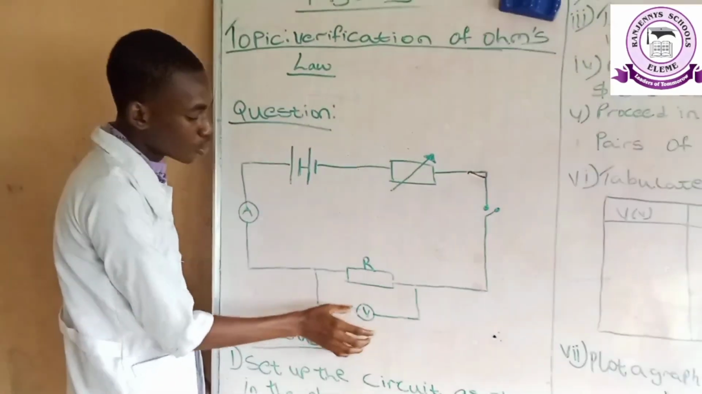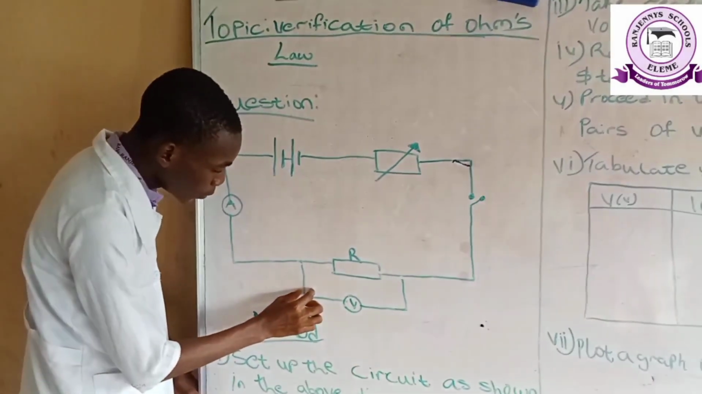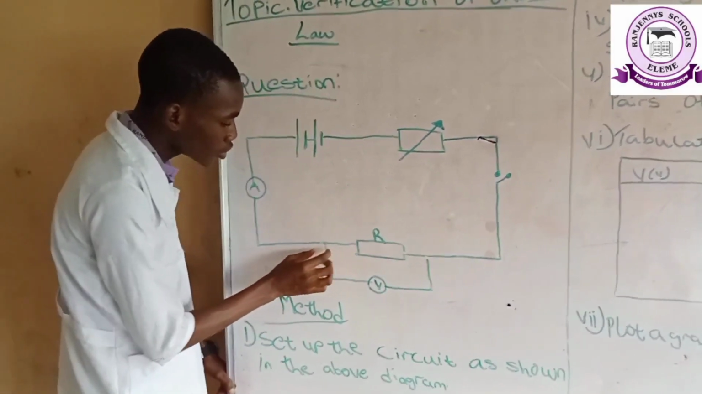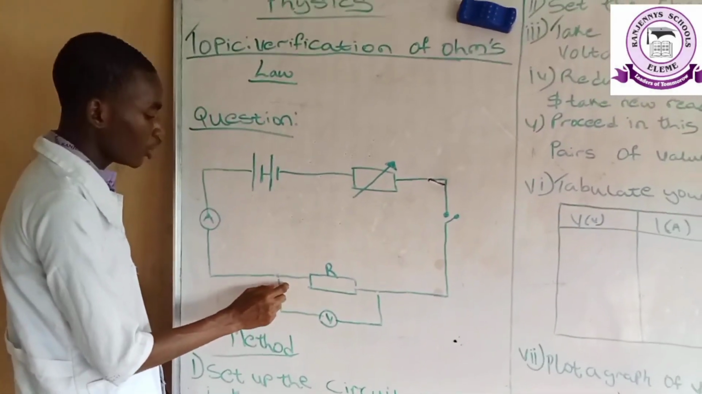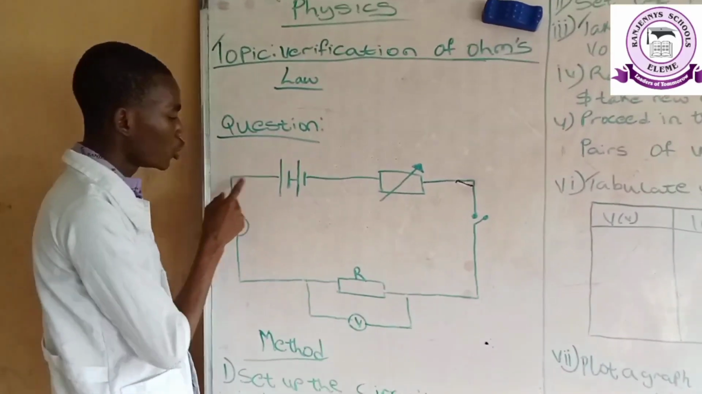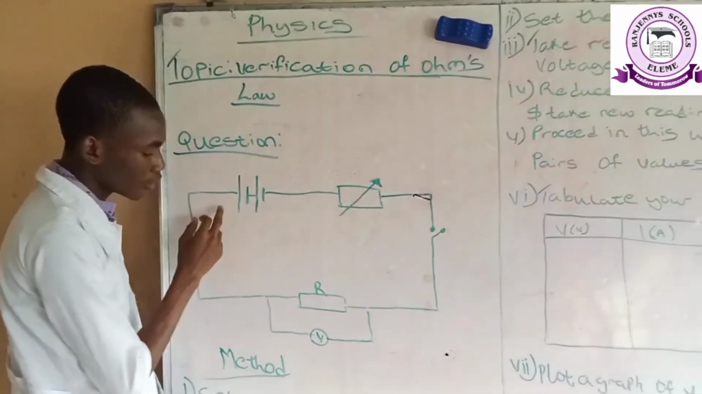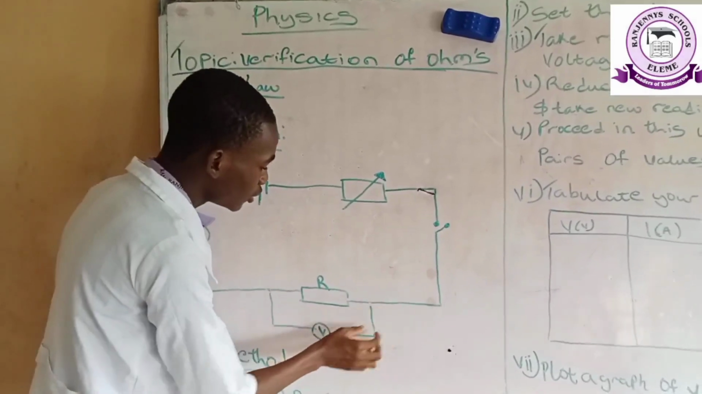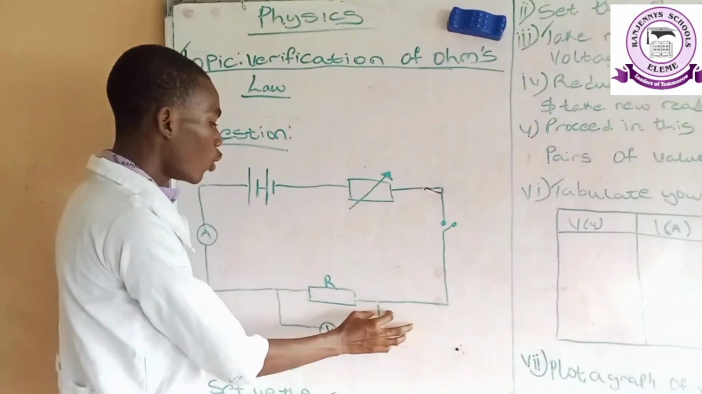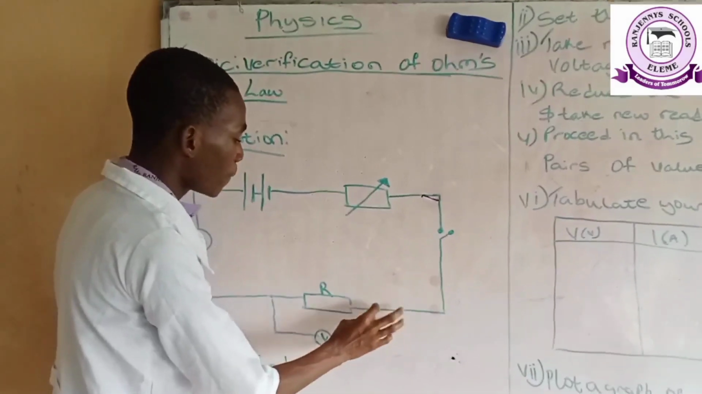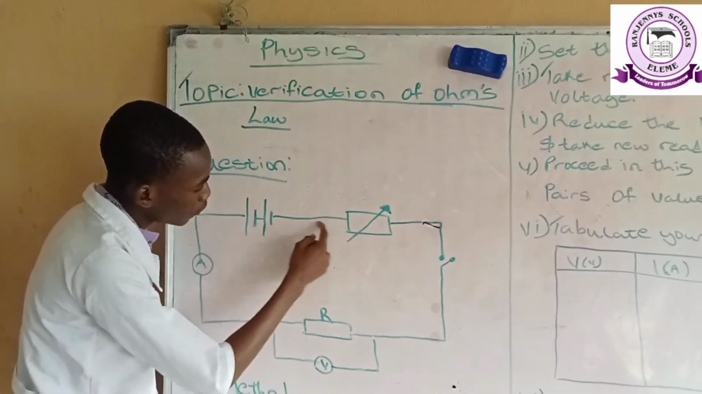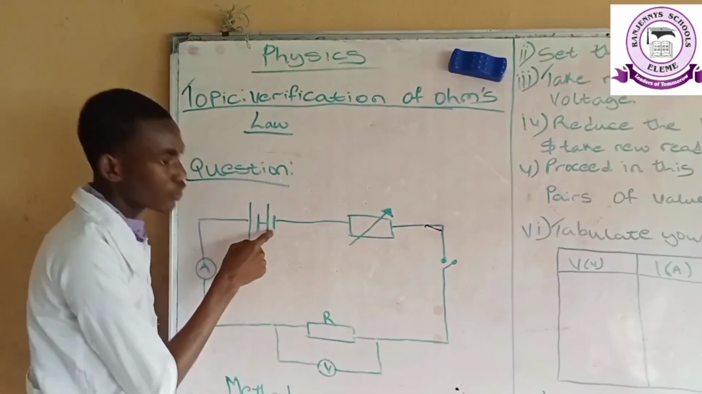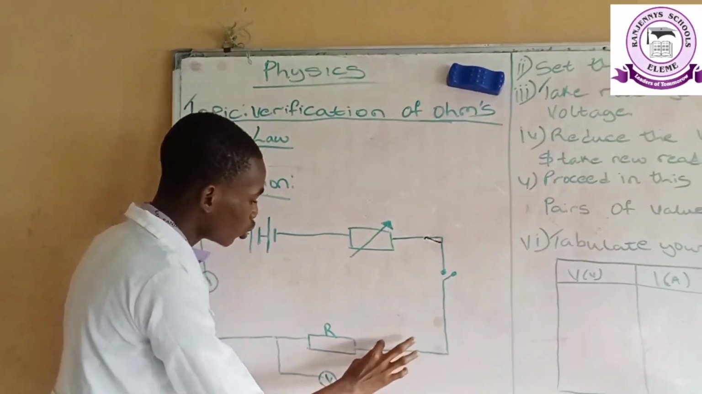Down here we have the voltmeter. The positive terminal of the voltmeter is connected at this juncture, where the positive terminal of the voltmeter meets with the positive terminal of the battery. And the negative terminal of the voltmeter meets with this other wire from the negative terminal of our battery at this junction.